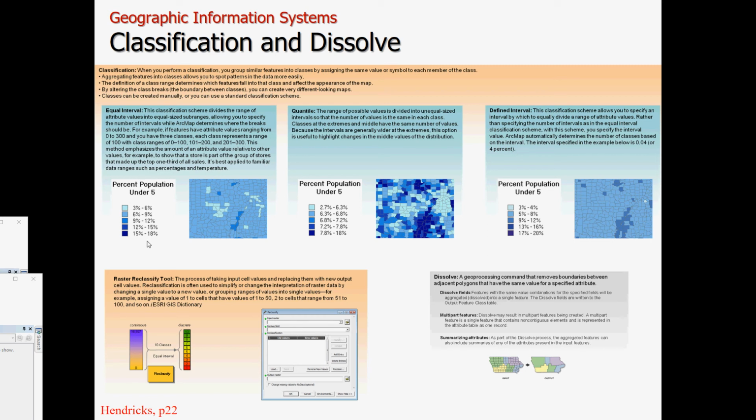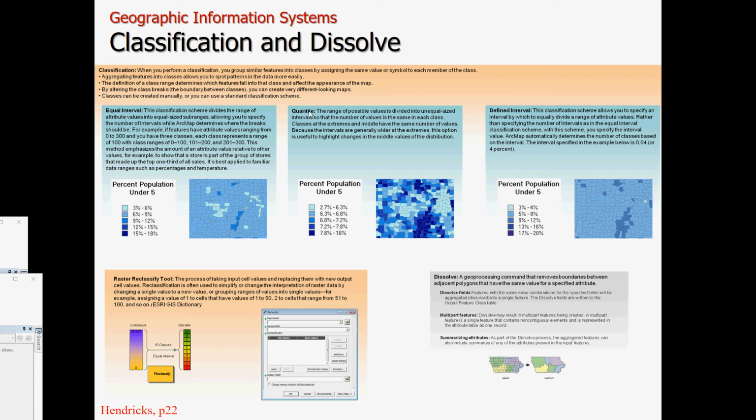If we're talking about percent of population under the age of 5, we can have classifications where we have this equal interval. So a range from 3 to 6, 6 to 9, that range is a range of 3. We have 5 different classes, meaning 5 different colors, and they're broken up by those 3 percentage points. We can also do it a different way, which is quantile.